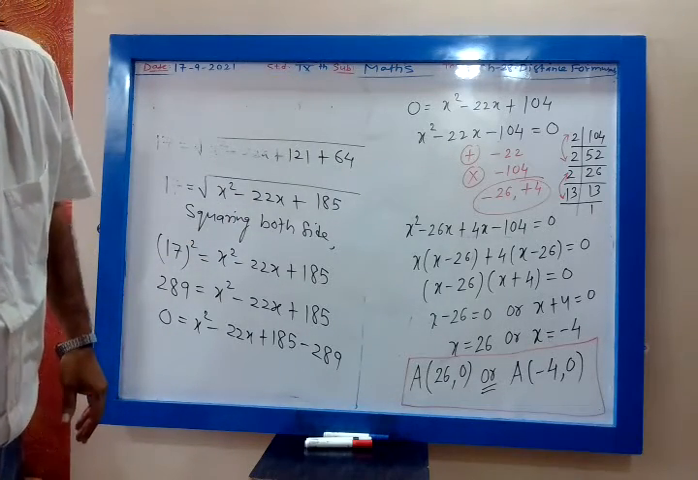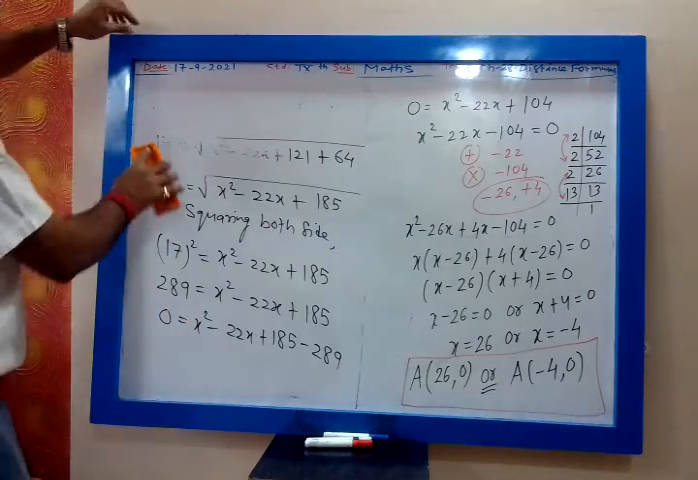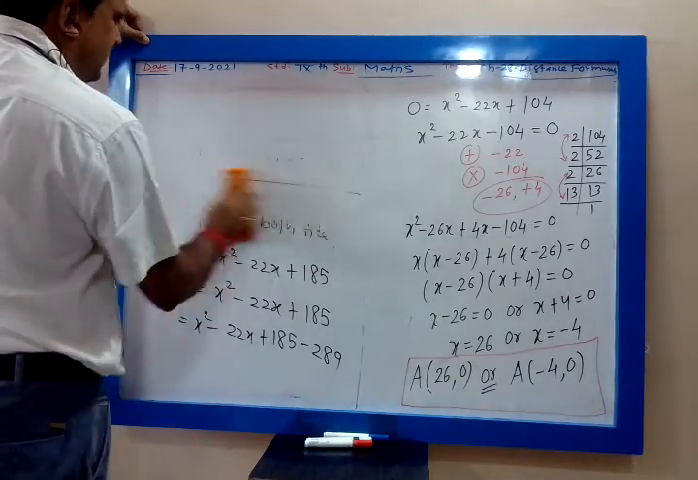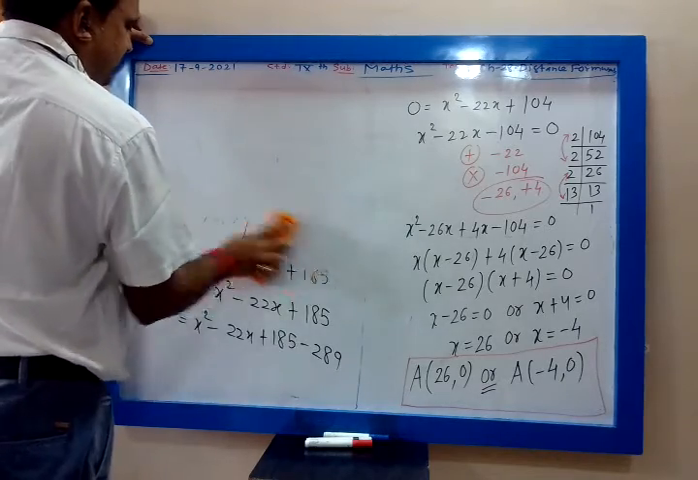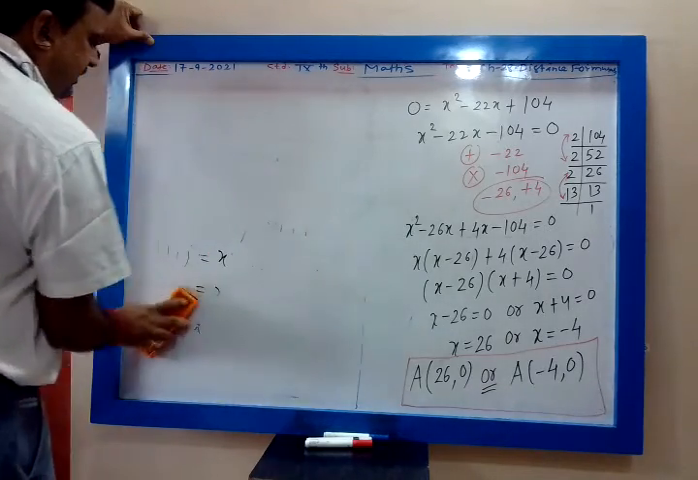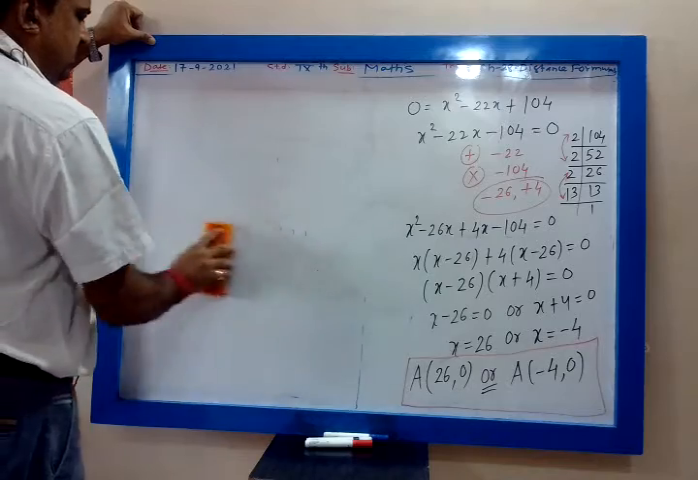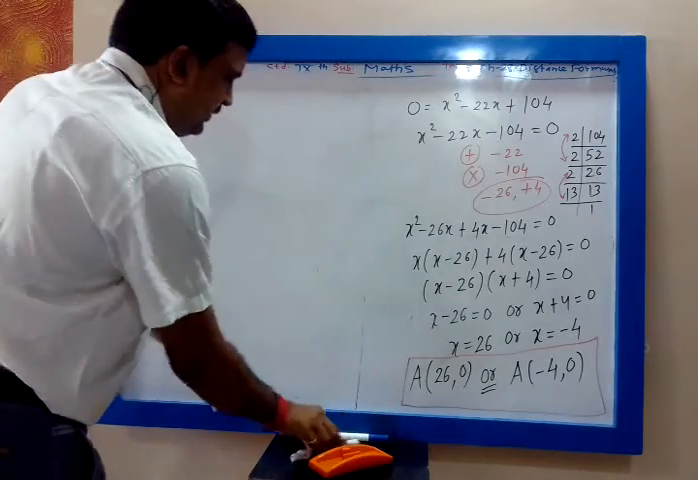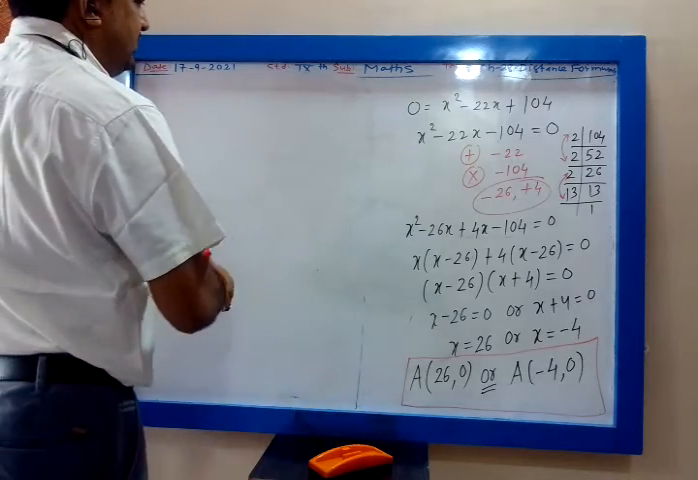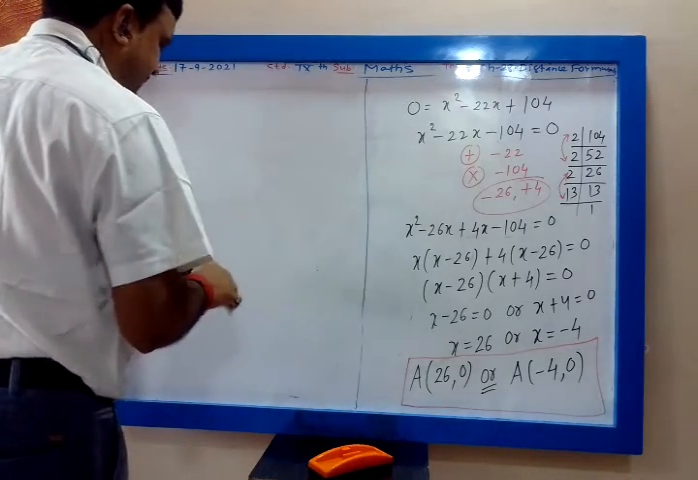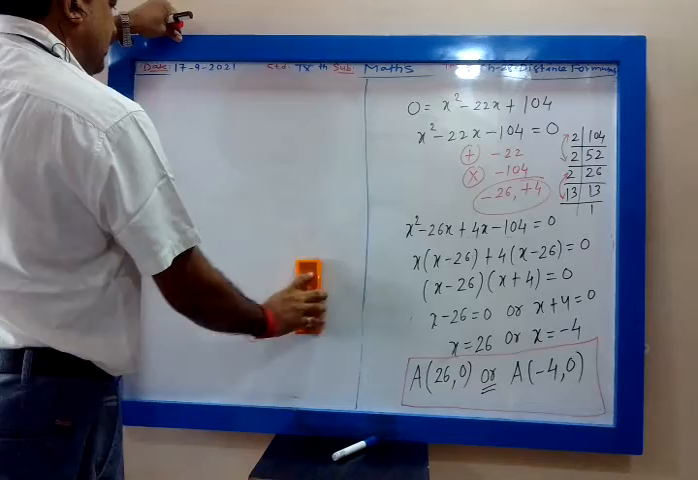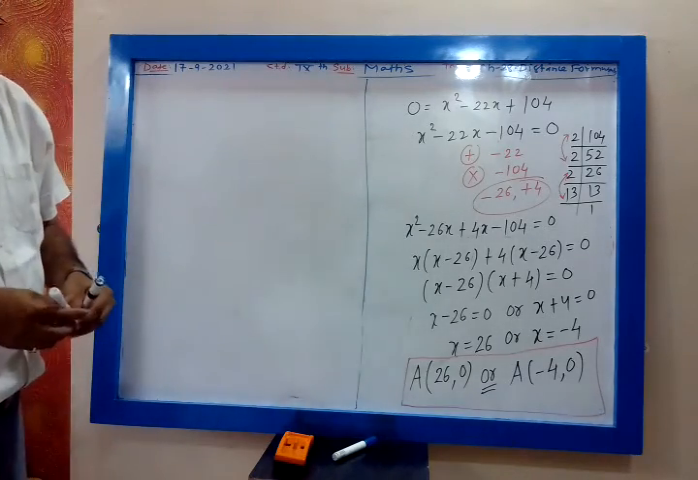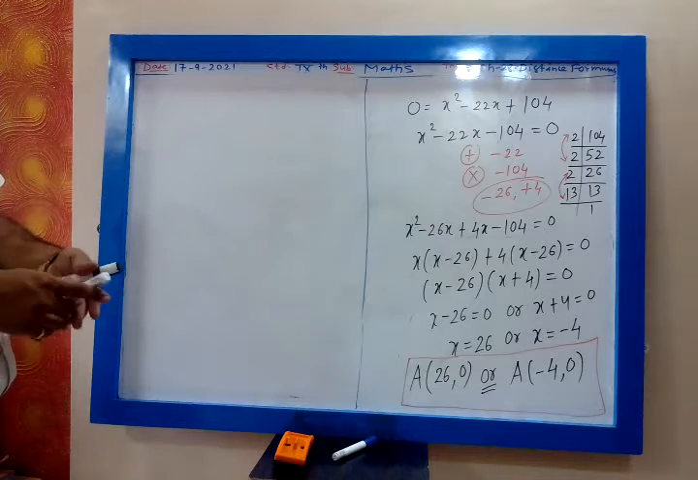Now the next one is: find the coordinates of the point on the y-axis. This I will give as homework, but I will explain the beginning part and then the calculation part I will give as homework. Find the coordinates of the point on the y-axis. Which one? 0, y.